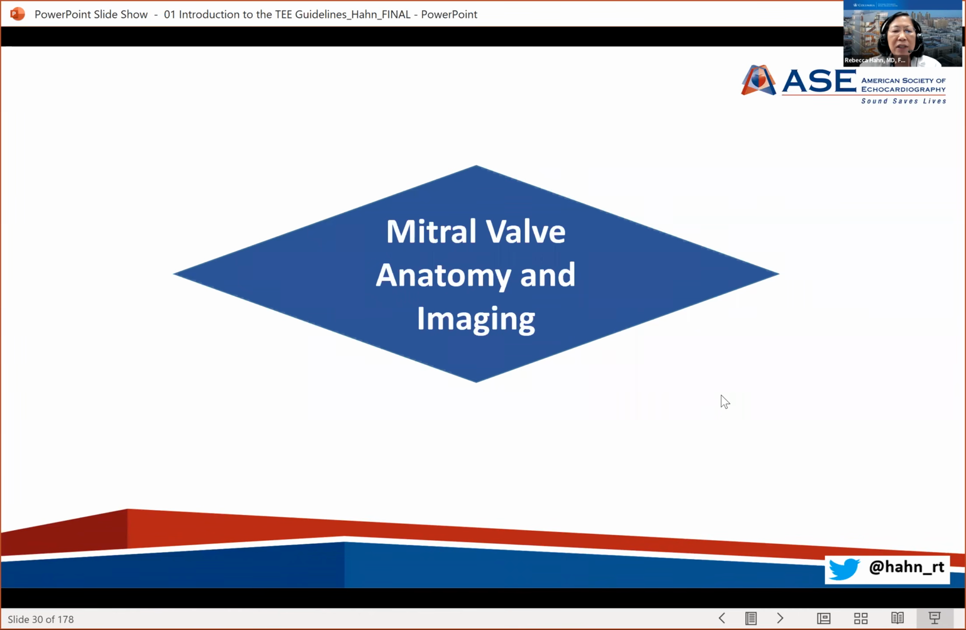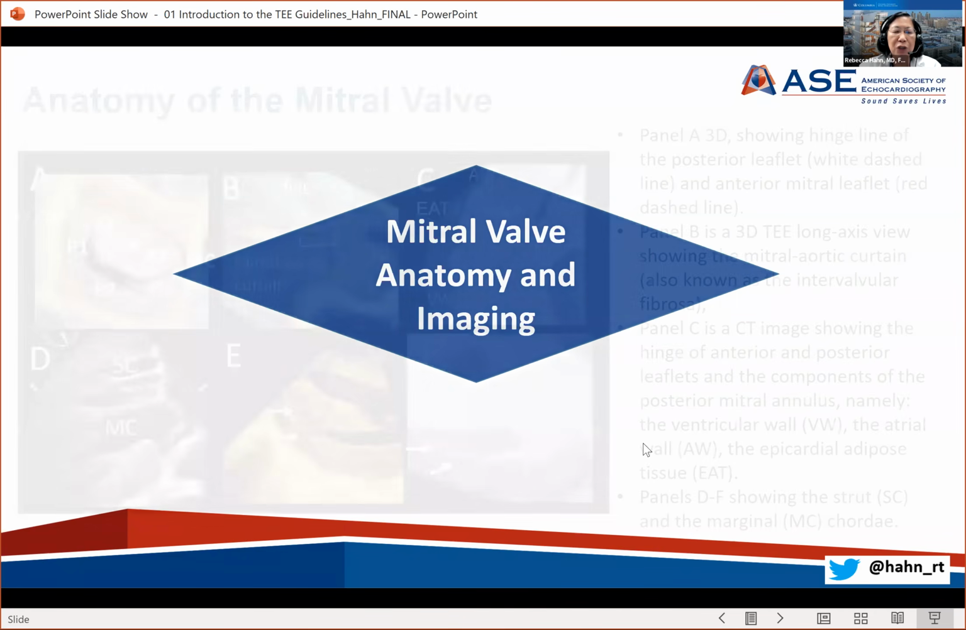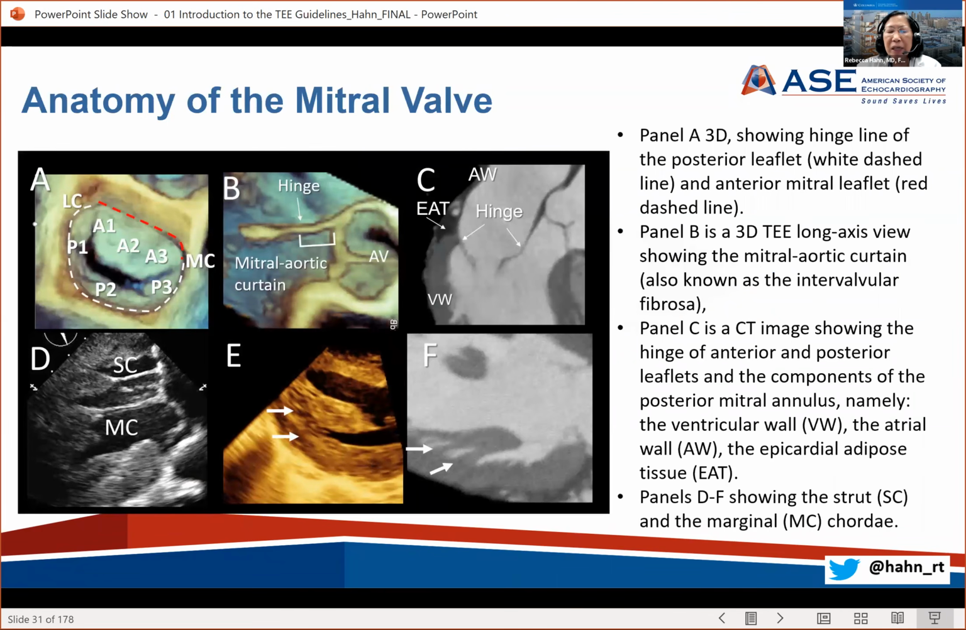So we'll move on to mitral valve, and we're about halfway through, so I think it's pretty good timing. Again, happy to answer questions as we go along. So let's just review the anatomy of the mitral valve for just a second.